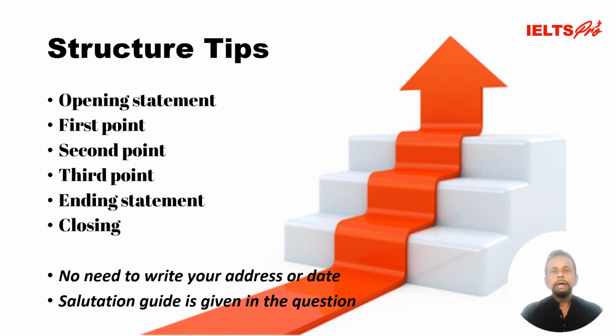And then after that, you have to include an ending statement. That is what you want to happen after this letter. That's what we include in the ending statement. Then finally, the closing. As you know, the closing should match your opening. That is the salutation that was indicated right at the beginning. Now, no need to write your address or the date. Salutation is always given. So that guide is given in the question itself. So that will be easy for you to decide which type of letter this is.